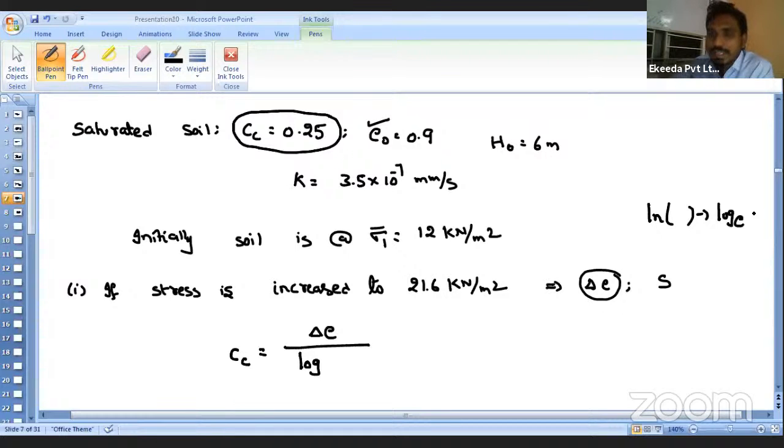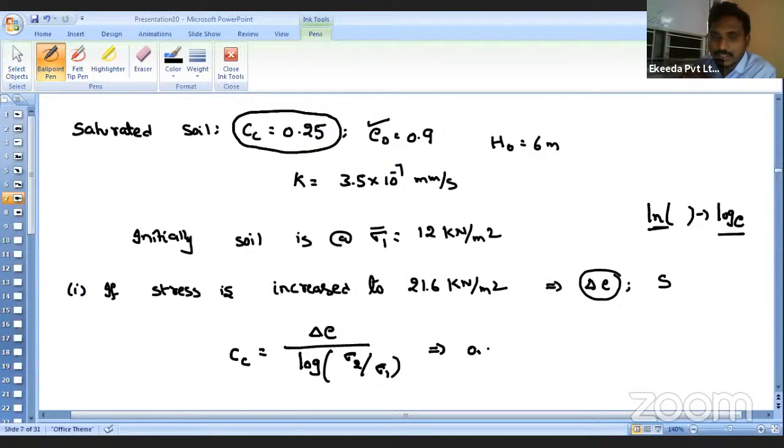But while in the examination hall, even though you remember it correctly, you may still get doubt whether it is log with respect to e or log with respect to 10. In such cases, you have to think that if a formula is written with ln, that is log with respect to e. If it is written as log, it is nothing but log with respect to 10. So log of sigma 2 bar divided by sigma 1 bar. That's it. Substitute in the relation.